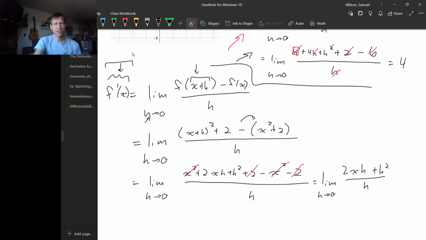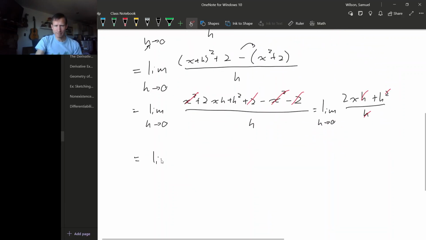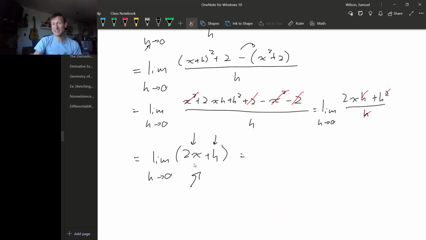Now this has a common factor of h in the numerator and denominator, so we can cancel a factor of h. This leaves us with the limit as h goes to 0 of 2x plus h. But this is a polynomial in h, so it's continuous at 0. We can just plug in 0. This term goes away. This term, remember 2x, is acting like a constant as h goes to 0, and so the limit of 2x as h goes to 0 is just 2x.